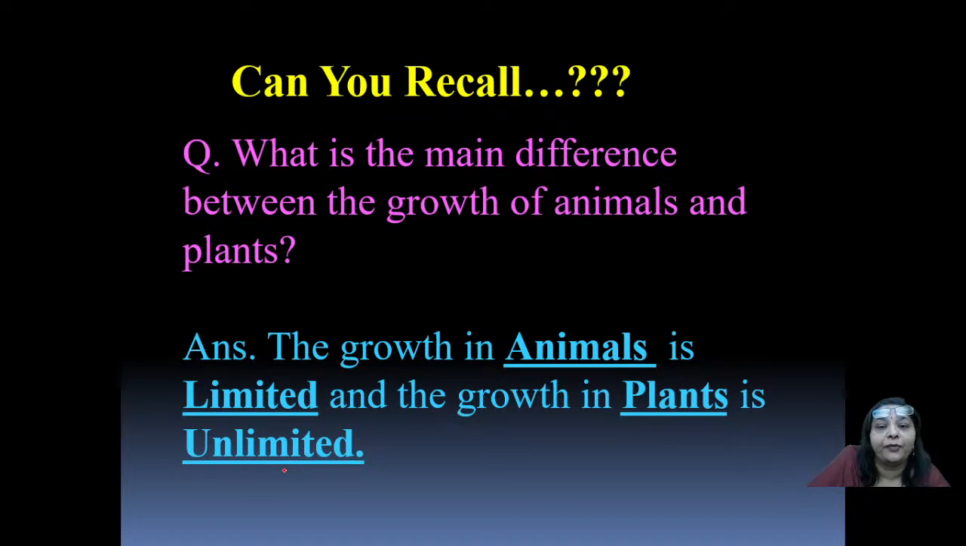and is going to flourish again through small branchlets that develop from the axillary buds, small growth buds, and the tree starts growing again. So the growth actually is unlimited in plants. Until it is completely eradicated, the plant keeps on growing. So we can say that the growth in plants is unlimited. Got it, all of you? So this is the main difference between the growth of plants and animals.